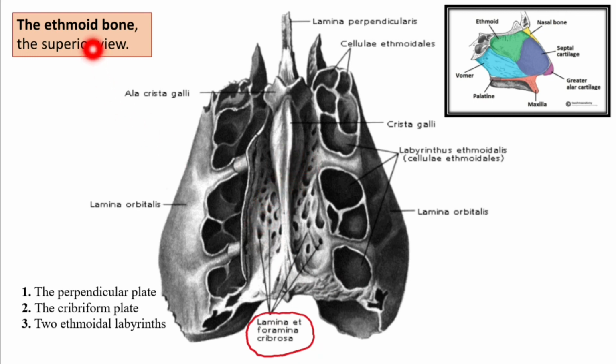So the ethmoid has three parts: the perpendicular part, the cribriform plate, and the two ethmoidal labyrinths on the left and on the right. You can see, right? You will see it later, right? So these are plates or surfaces, right? So this one is lamina orbitalis, right? Lamina orbitalis.